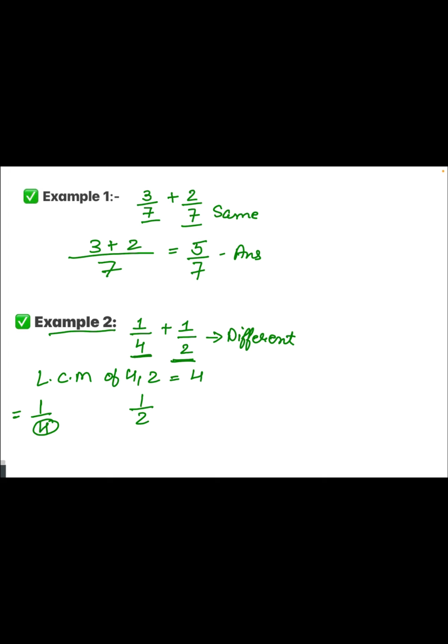In 1 over 2, the denominator is 2. So we will multiply it by 2 to make it 4. 2 times 2 is 4. And we also multiply the numerator with 2, the same number. And 2 times 1 is 2. Now we will add them. So now we have the same denominator 4. And we will add 1 plus 2 and the answer is 3 over 4.